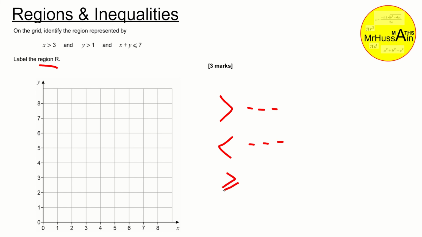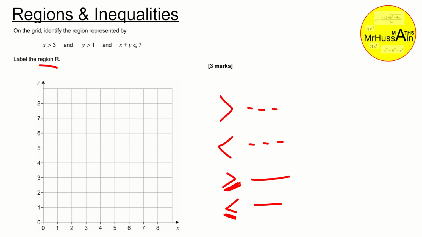When you have greater than or equal to, or less than or equal to, basically the equal to sign, this line underneath, you'll have a solid line. Just remember that. Okay, so let's get going for 3 marks. They are saying x is greater than 3.